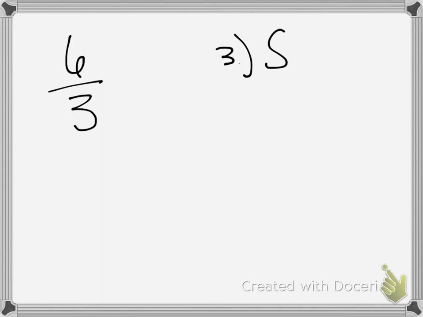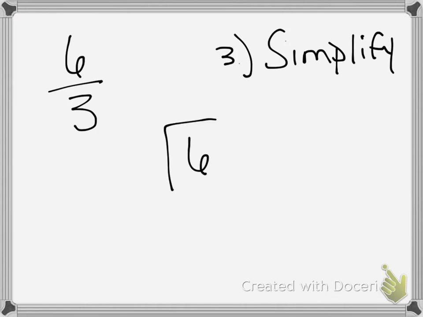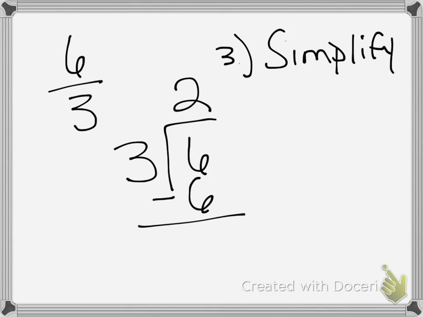Okay, step number 3 is called simplify. We have to put these fractions in simplest form always. So here we have an improper fraction, so we have to divide the top by the bottom. How many 3's are in 6? 2. 2 times 3 is 6. So when we subtract, we have nothing left over. Therefore, our final answer is 2 wholes.